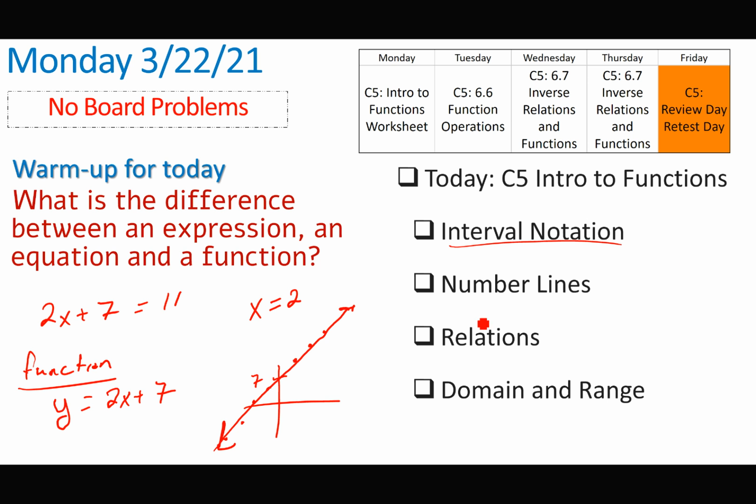And then we're getting into interval notation, representing solutions with number lines, relations, and then domain and range. So for that worksheet today, you're going to be able to practice. I'm going to ask you to identify the domain. I'm going to say, is this a function? And so on.